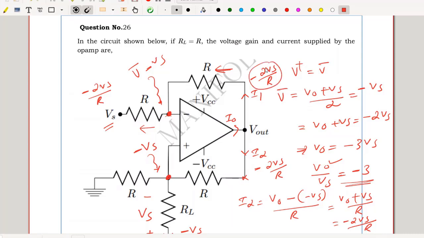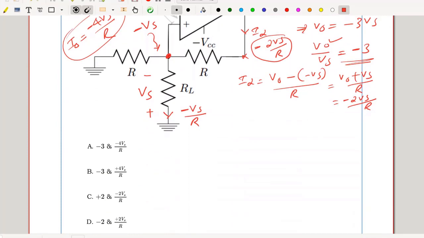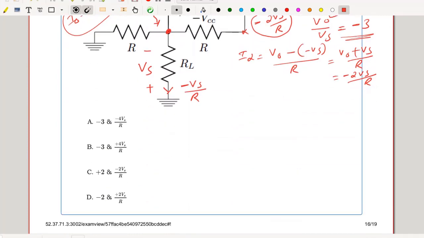Sum of these two currents I1 plus I2 will be my I out. Hence the current supplied by the op-amp is nothing but minus 2 Vs by R plus minus 2 Vs by R, which is minus 4 Vs by R. Hence current supplied is minus 4 Vs by R and the voltage gain is minus 3. And option A is the right choice.